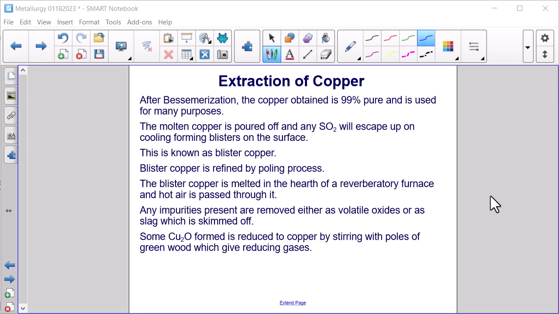The blister copper is melted in the hearth of a reverberatory furnace and hot air is passed through it. Any impurities present are removed either as volatile oxides or as slag, which is skimmed off. Some copper 1 oxide formed is reduced to copper by stirring with poles of green wood, which give reducing gases.